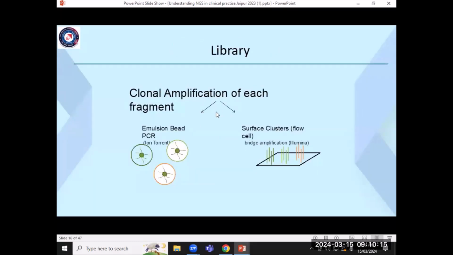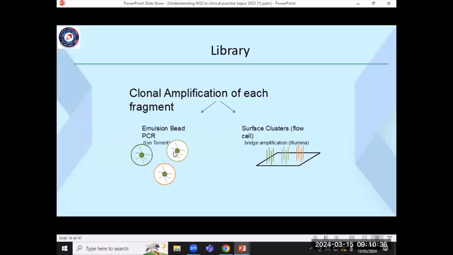Once I've added my adapters to my nucleic acids, hardly do we start with more than 50 nanograms or 100 nanograms. With that, it is extremely difficult to figure out what you're looking for. So I need to amplify that. I need to make a clonal amplification. First I made a library, and then I did the clonal amplification.